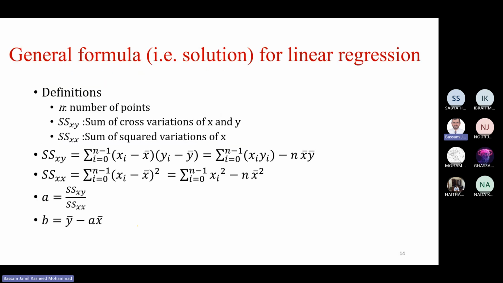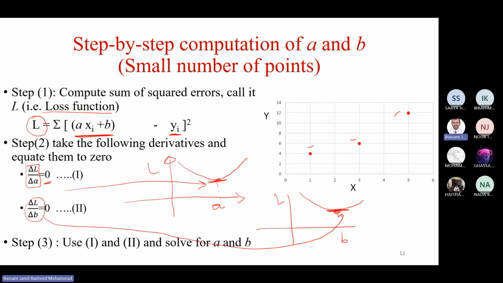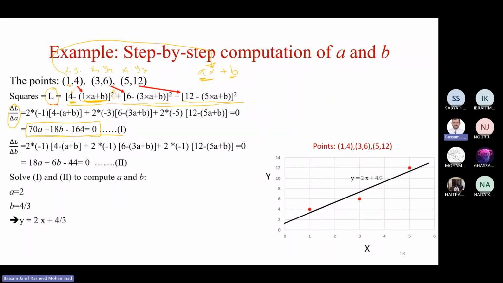From the previous slide, what we said is we derive and then we set it to 0. So I set this derivative, delta L over delta A, to 0. I do the same thing: I derive this equation with respect to B and set it to 0. Now I have two linear equations with two variables. What are my variables? A and B. And I solve for A and B.